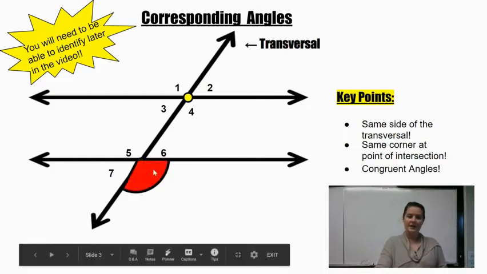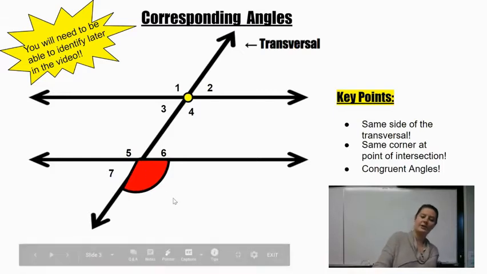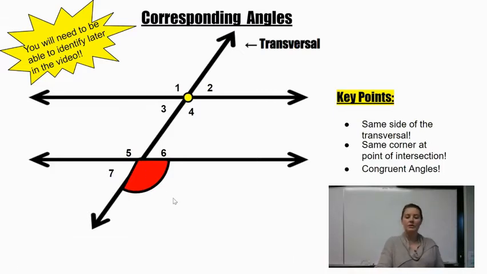So I have shaded here angle number 8. I want you to be able to find the corresponding angle for angle number 8. So number 1, we need to know they're on the same side of the transversal, so it needs to be to the right. So it cannot be angle 1, 3, 5, or 7 because those are all on the left. So we don't even need to look at them. We know that this angle is on the right, so we're only looking at the right.